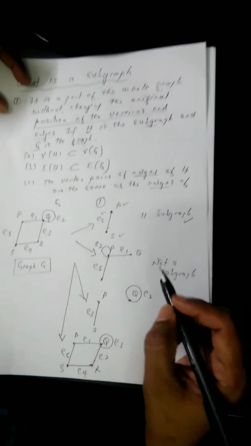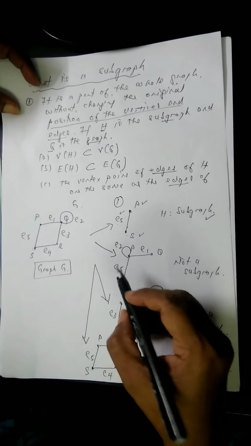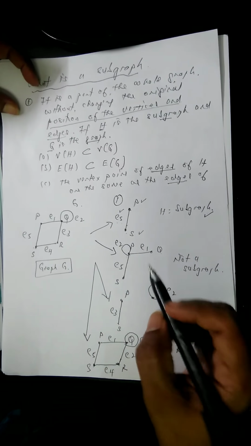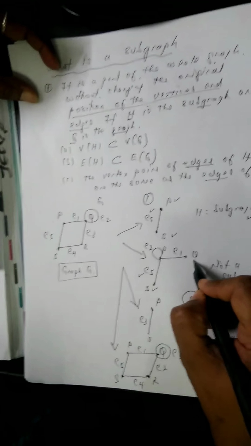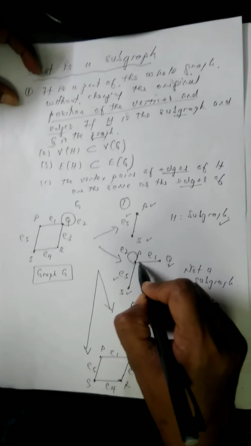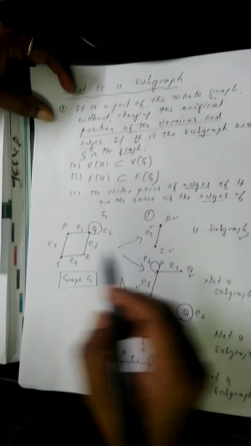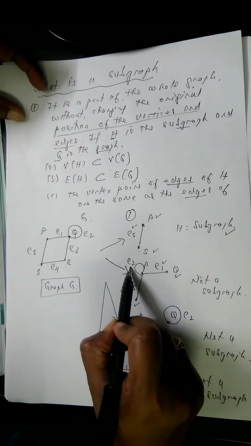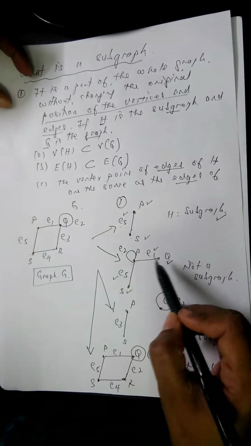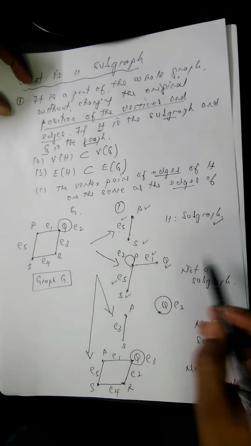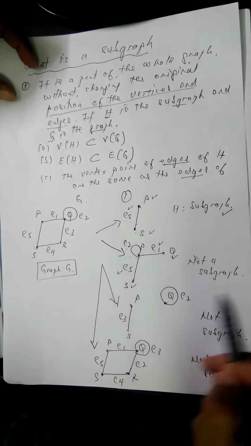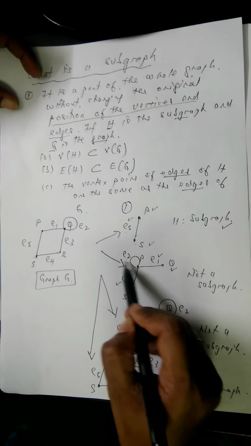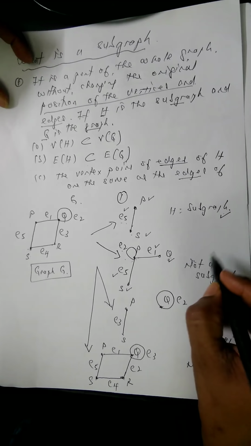Next one, you have vertices P, Q, and S. So we check. This is E5, correct. This is S, correct. This is Q, correct. And this is P. Now if you check the edges, E1 is correct, but this E2 is wrongly drawn. E2 is supposed to be here, not here. So because of this, this is not a subgraph, because of this property.